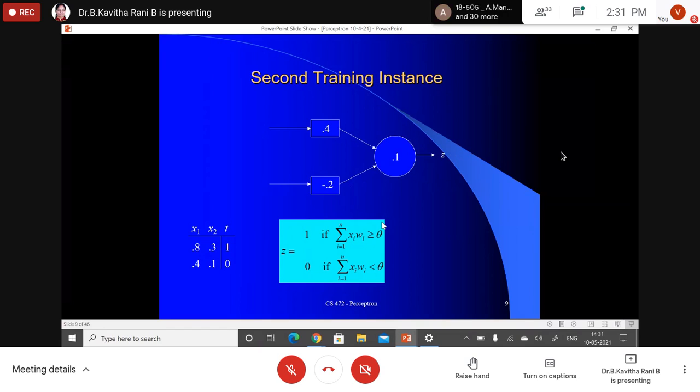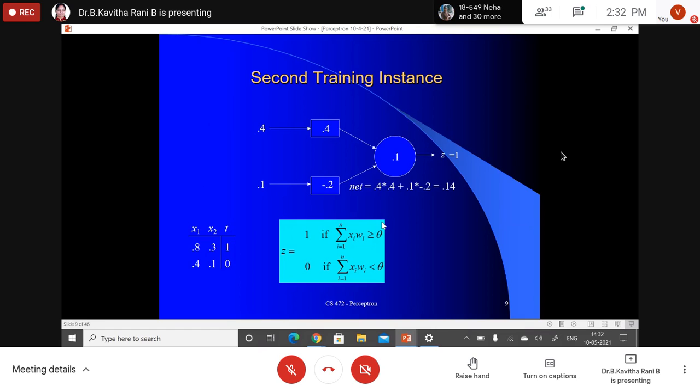See the second training instance. What is the second training instance? 0.4 and 0.1. We are giving 0.4 and 0.1. What are we getting? 0.14. So here we are getting z is equal to 1. As it is greater than 0, the predicted value is 1, but our target value is 0. Whatever weights were given to the second instance, they are not adjusting. So again, we will adjust the values.